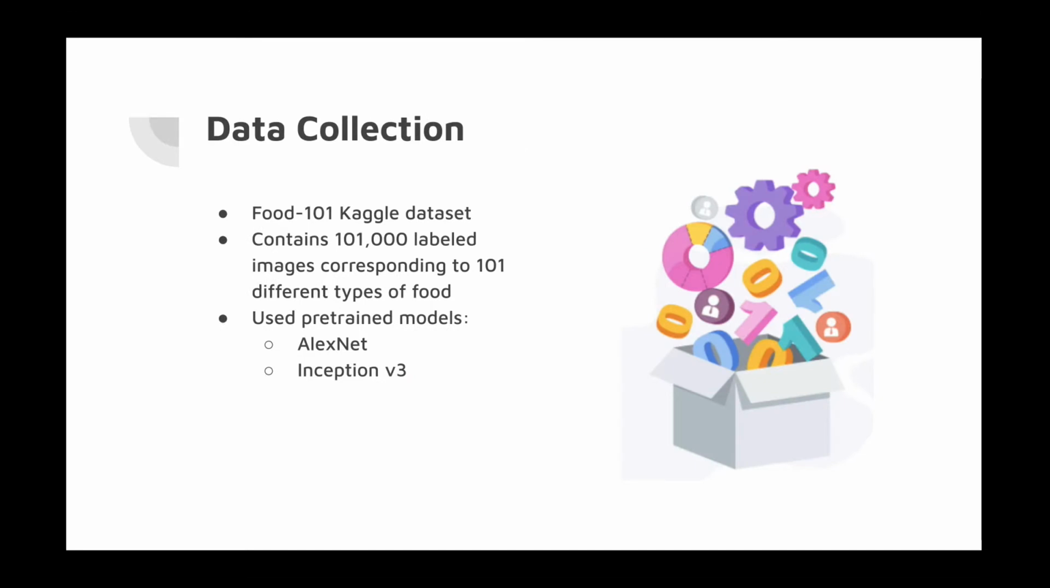For the data collection process, we have been working with the Food 101 dataset from Kaggle, which is composed of 101,000 labeled images corresponding to 101 different types of food. We wrote multiple scripts in order to split the data into 75% training, 20% testing, and 5% validation sets. The pre-processing of our data is handled through PyTorch's data transforms. The next step was to resize the images so that we can pass them into the two models that we are using, which are AlexNet and Inception v3. Then we normalized our images based on the mean and standard deviation of the dataset.